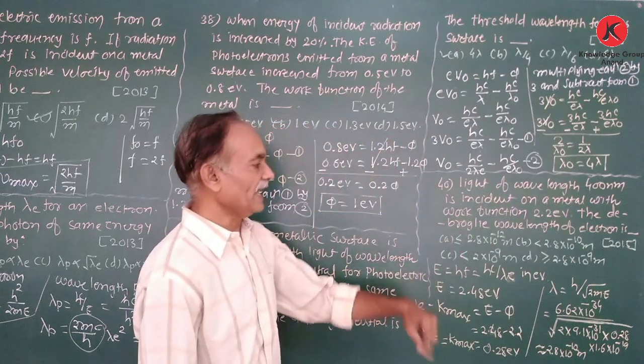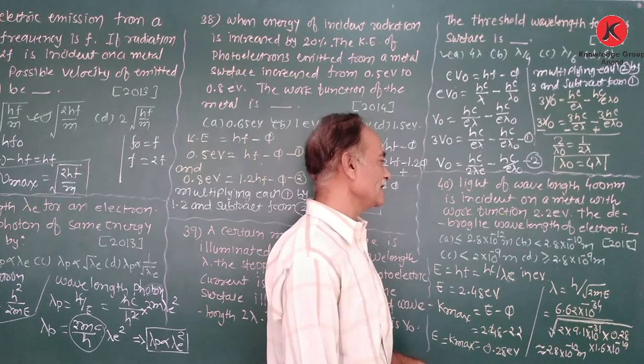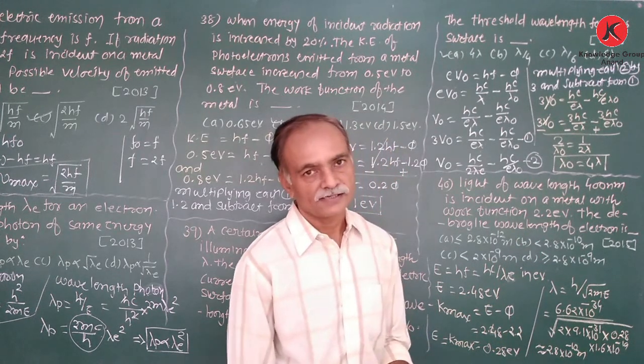Therefore, the wavelength of the electron is greater than or equal to 2.8 into 10 to the power minus 9 meter. Clear?